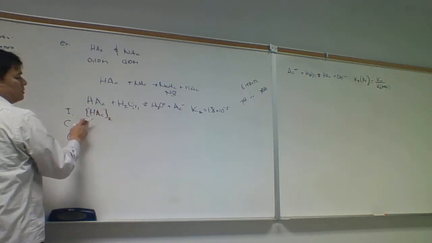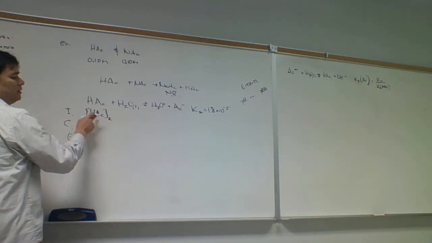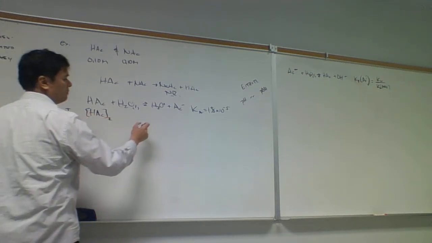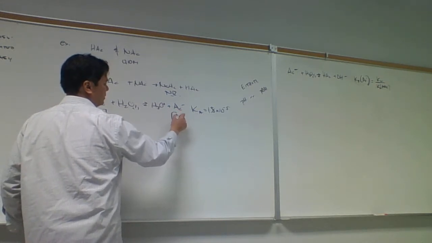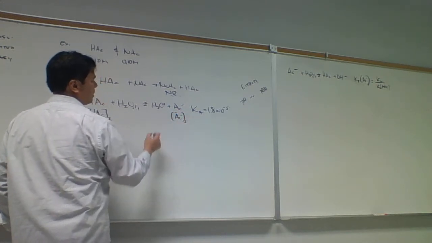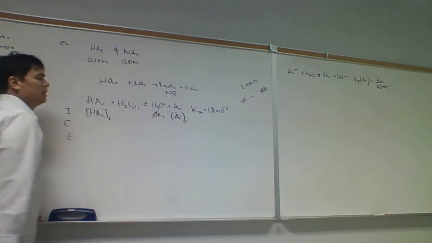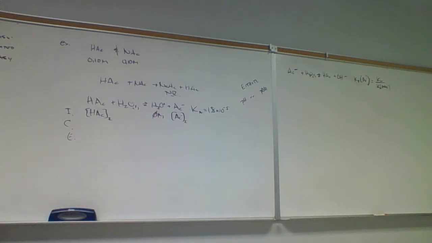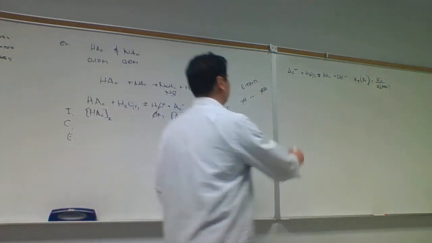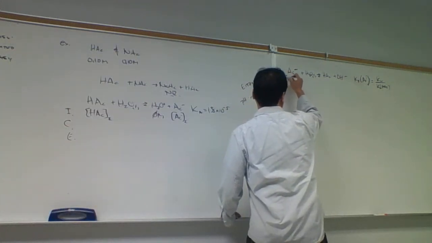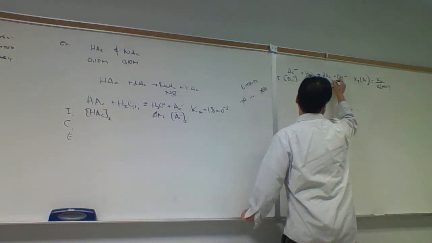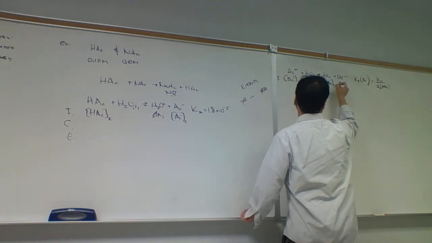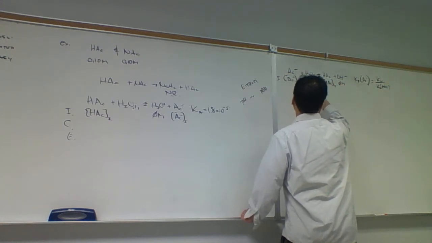I'm going to say we have some significant quantity of HAc initial, and some significant quantity of acetate initial. We're going to assume nothing's happened. There's no collision, so we just start off with significant quantities of both species. And the same thing over here: initially we have significant quantities of Ac minus and HAc, but no collisions have occurred, and therefore that's 0. Water is a pure liquid.